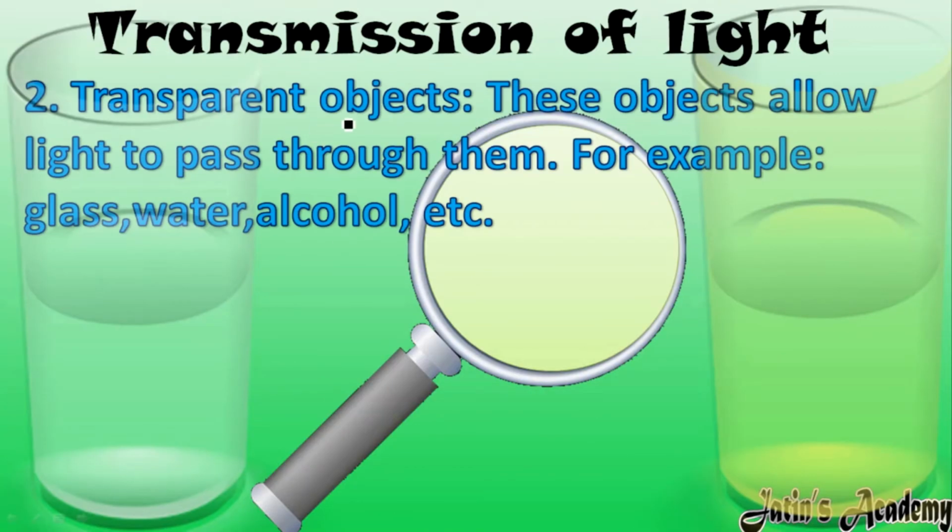Second type we are having transparent objects. So what do you mean by transparent objects? The objects which allow the light to pass through them. For example, I am having a glass here. Whenever I strike light rays on a glass, the glass will allow full light to pass through it. So glass is regarded as a transparent object. Examples of transparent objects are glass, water, alcohol, etc. These all things are transparent objects which allow the light to pass through them.